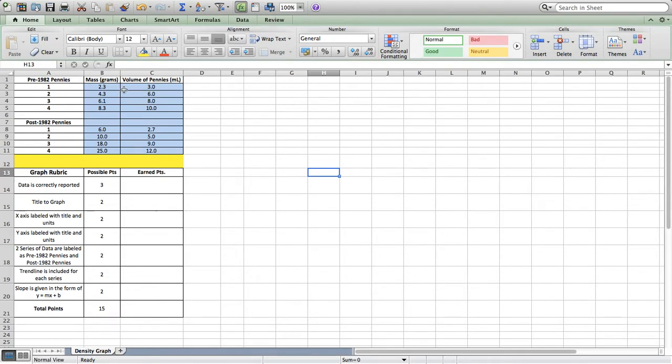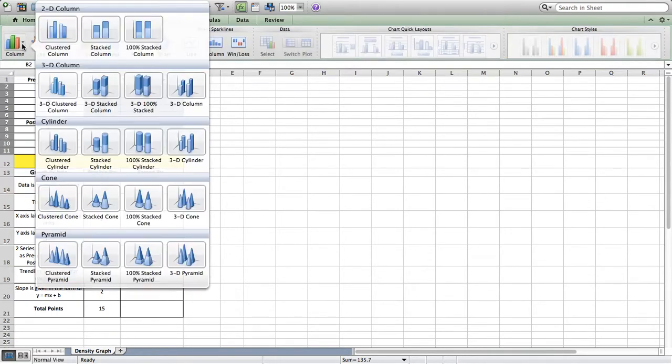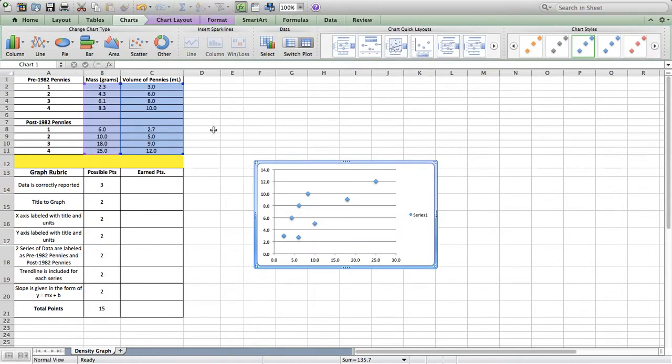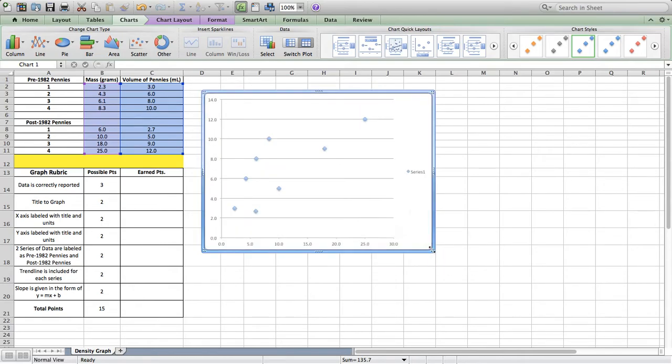Let's go ahead and make our graph. We are going to go through again and highlight just the data. Don't highlight anything that has titles in it at this point just yet. We're going to choose Charts, and then I'm going to scroll down until I find, excuse me, wrong one, Scatter. Here we go, Marked Scatter. And now I see, here's my nice little graph of all the points that I had highlighted over here.